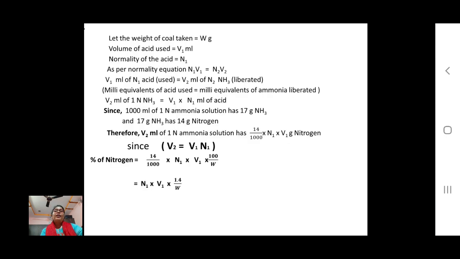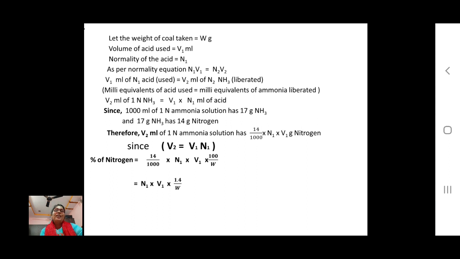Let's see. Let the weight of coal taken be W gram. Volume of acid used is V1 milliliter. Normality of the acid is N1. So as per the normality equation, N1 V1 is equal to N2 V2. We know this. And V1 milliliter of N1 acid used means V2 ml of N2 ammonia liberated.